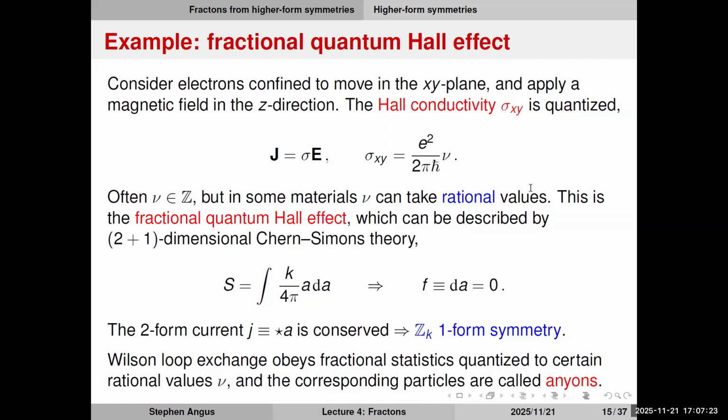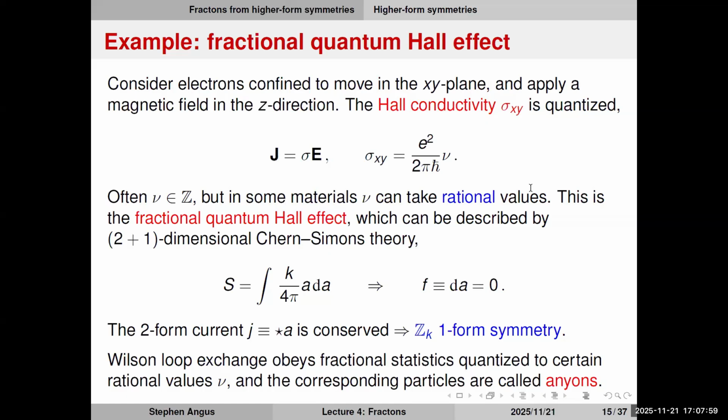So from this we can see that we have a two-form current J, which, if we define J as star A, then this two-form current is conserved because dA is 0, which means that d star J is 0. And if you remember from last time, that's another way of writing current conservation. So we have this conserved two-form current, which means we have a one-form symmetry.